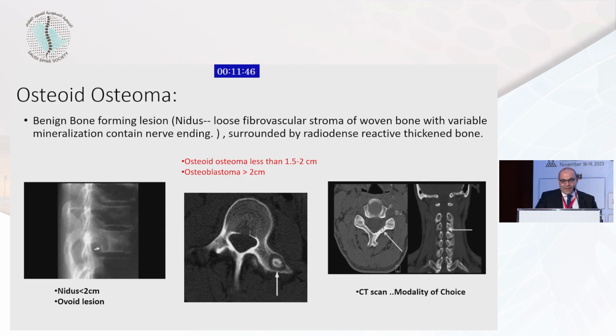Osteoid osteoma is a benign bone-forming tumor, usually composed of a nidus, which is a loose fibrovascular stroma surrounded by radiodense reactive thickened bone. It can be seen in the dorsal spine, the lumbar spine, the cervical spine, and rarely in the sacrum.